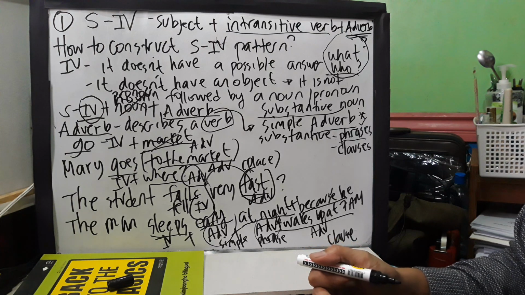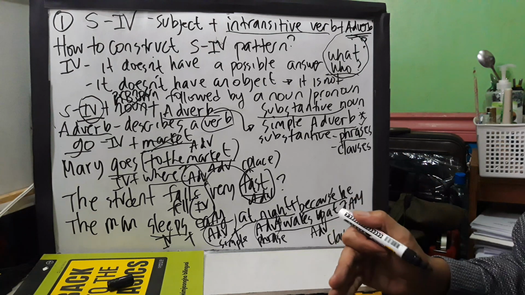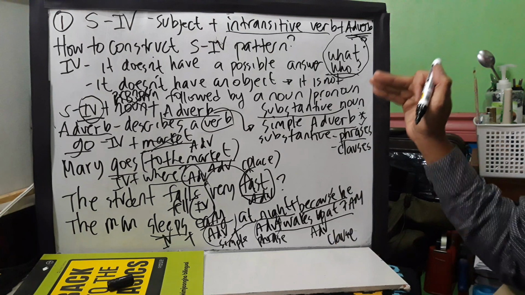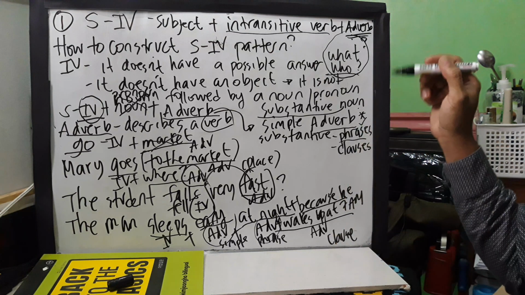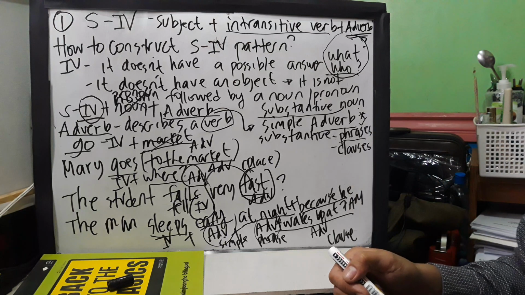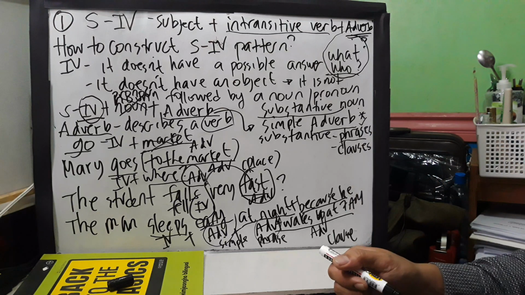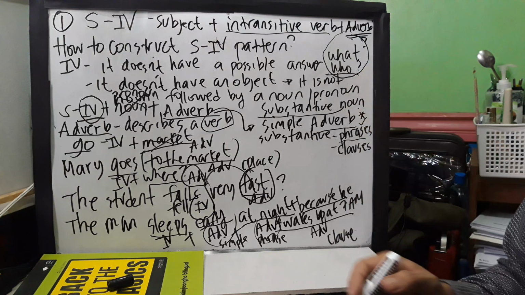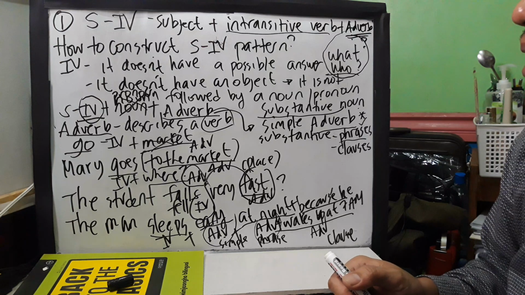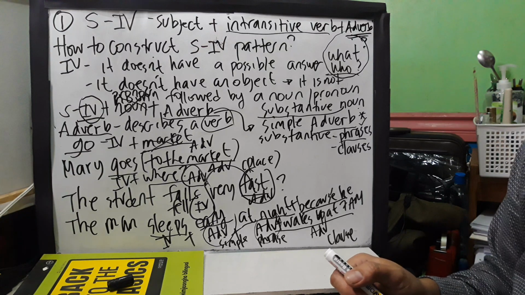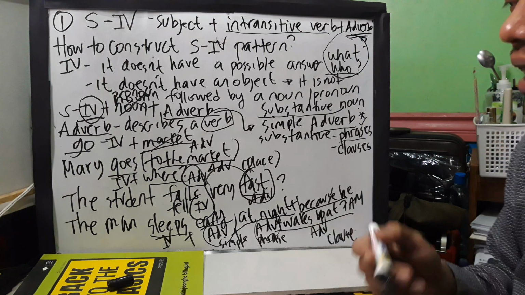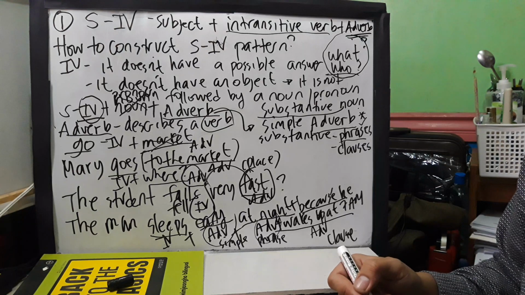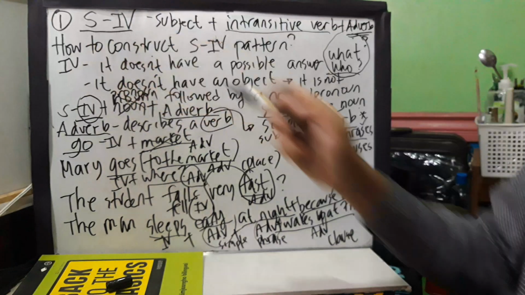Again, an intransitive verb is never followed by a noun. It is followed by what? Adverb. And again, an adverb can be simple. It can be a phrase. It can be a clause. Okay, guys? So it's also your turn now to have your self-study regarding basic pattern number 1. So SIV. I hope, guys, I have made clear for everybody how you construct an SIV pattern.